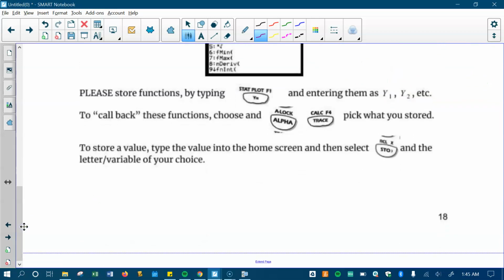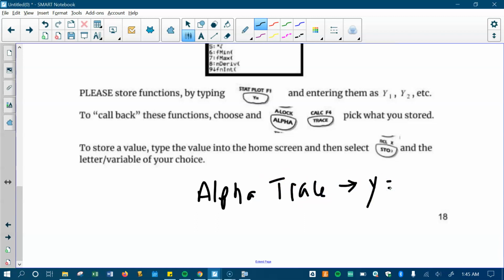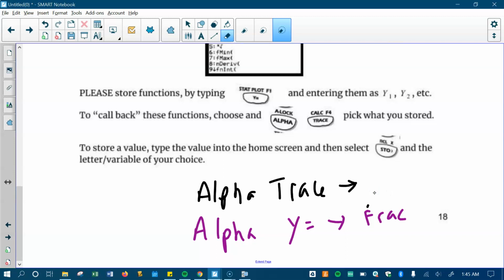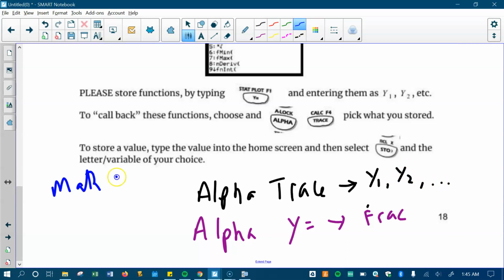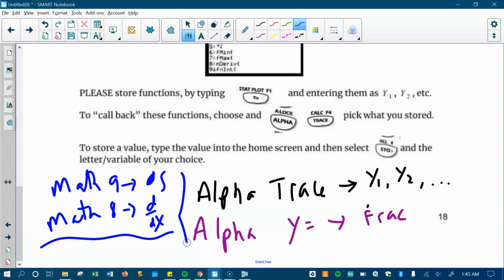I'll just write down my favorite ones. Alpha trace gets you the y equals. Alpha y equals gets you a fraction. And by the way, this is kind of confusing. It doesn't get you y equals, but it gets you that menu of y1, y2. I think you know Math 9 is integrals. And Math 8 is derivatives.